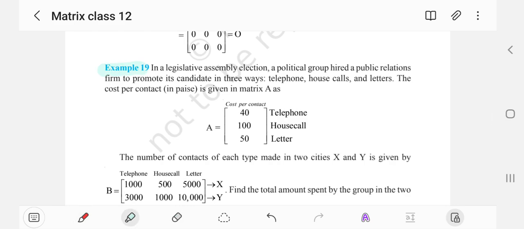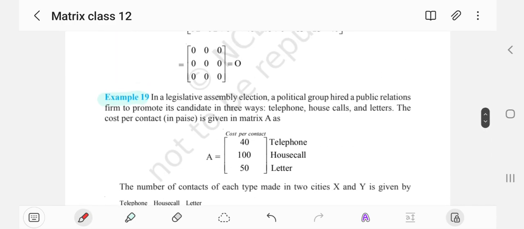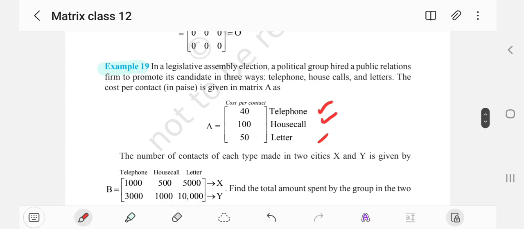Now move to this example number 19. What does this example number 19 say? It says that in a legislative assembly election, a political party hired a public relations firm to promote its candidate in 3 ways: via telephone, house calls and letter. The cost per contact in paisa, this is important, we need to take care about it, is given in matrix A.